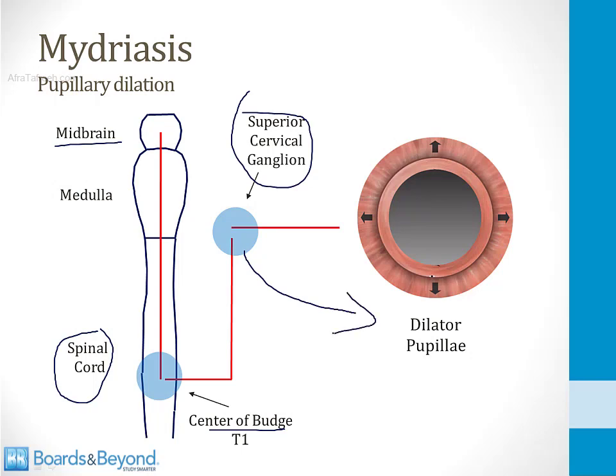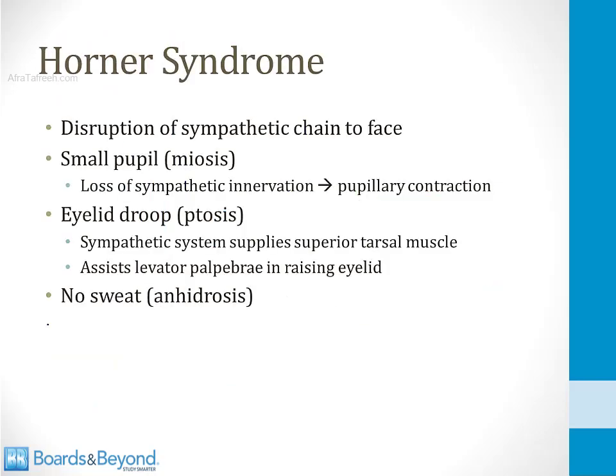dilator pupillae muscle. Because the sympathetic neural pathway is so long and convoluted, it can become easily disrupted in a number of pathologic states. And any time there is disruption of the sympathetic chain to the face, this can result in a characteristic syndrome known as Horner syndrome. Patients who develop Horner syndrome will have a small pupil, which is miosis. This is because they've lost sympathetic innervation to the face, and thus the pupil is contracted. Basically, they have unopposed parasympathetic contraction of the pupil.